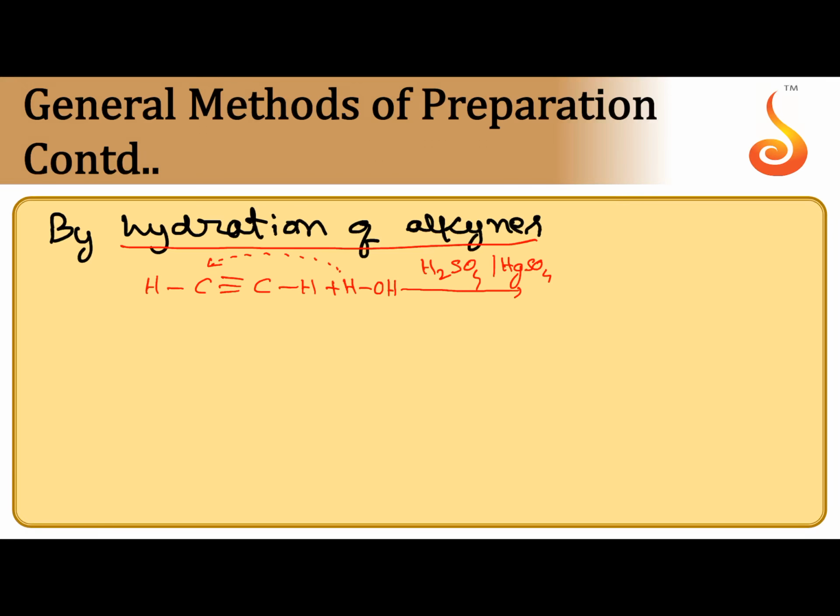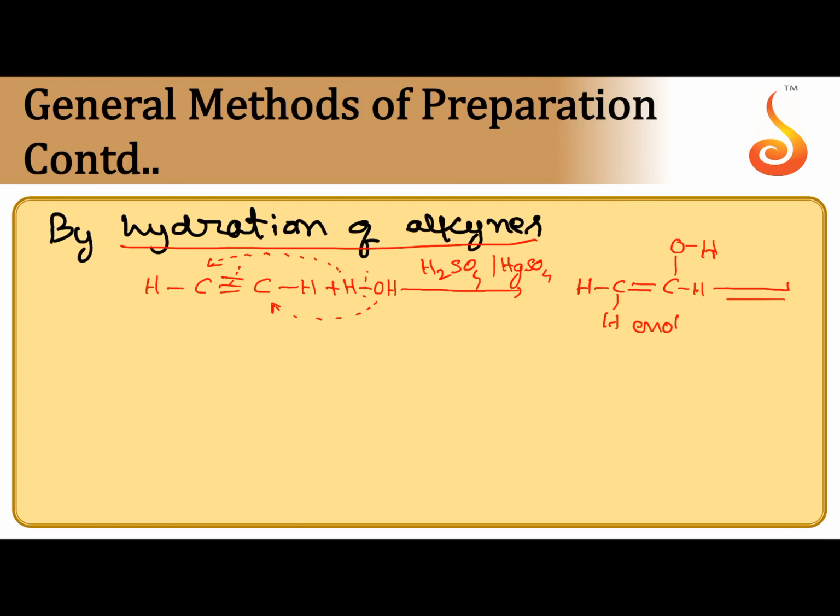Indirectly water is added according to Markovnikov's rule. Of course, for acetylene it is not applicable. OH is attached to another carbon after breaking pi bond. CH2=CHOH is the product. Now this is unstable enol form. Double bond and OH, when both are there at the same carbon, that is called enol.